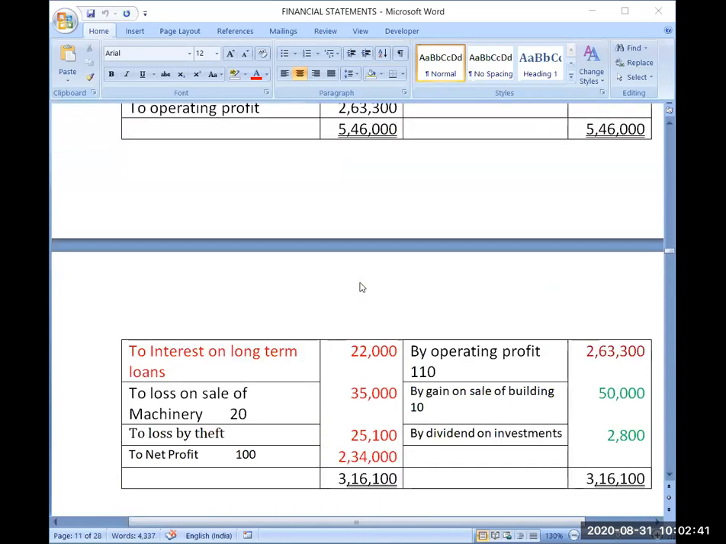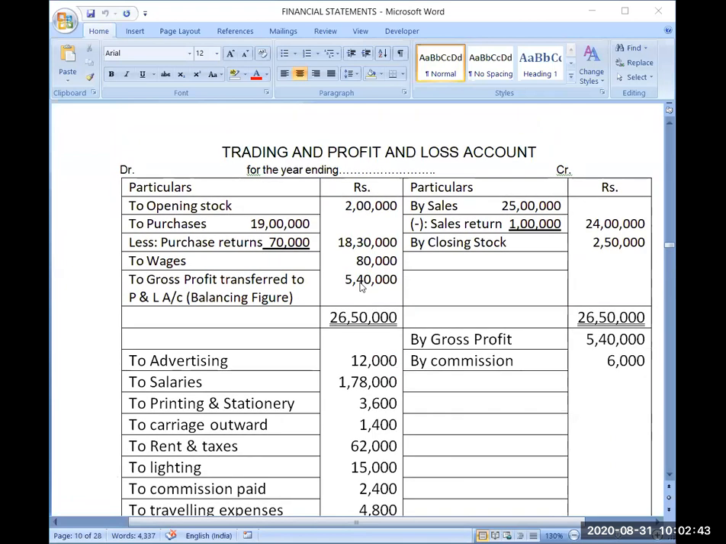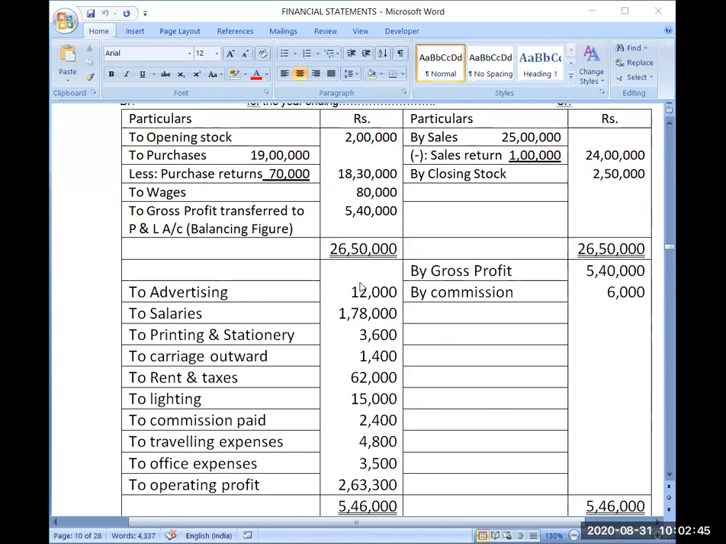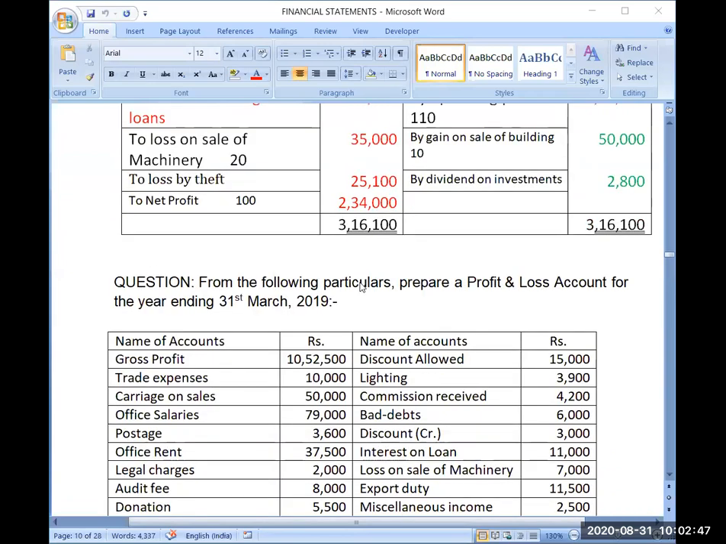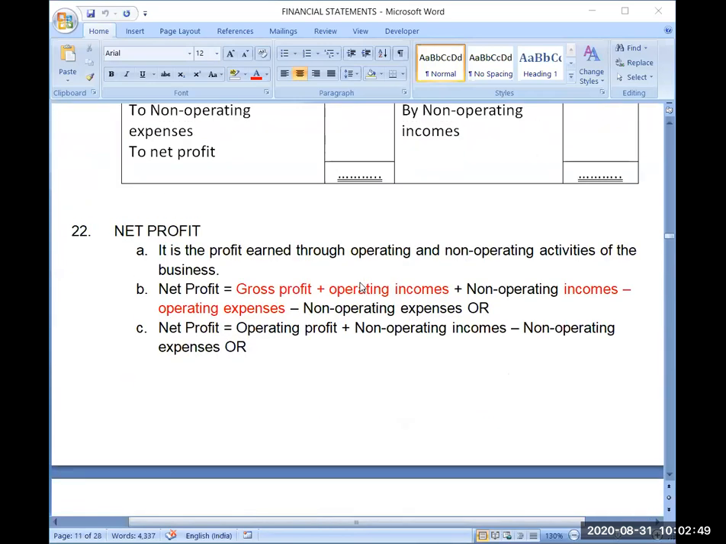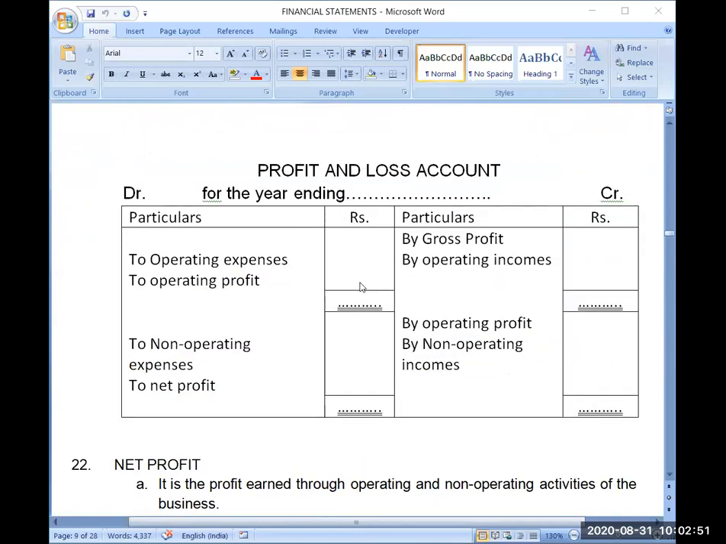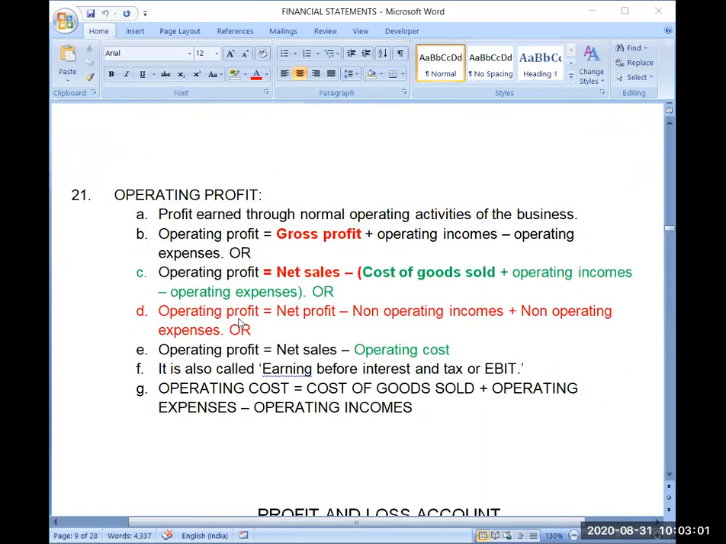So I hope the trading account, profit and loss account, and then the classification of indirect expenses that we did on Saturday, operating expenses, non-operating expenses, and the segregation of the profit and loss account into the operating part and non-operating part, and the formulas, are clear.